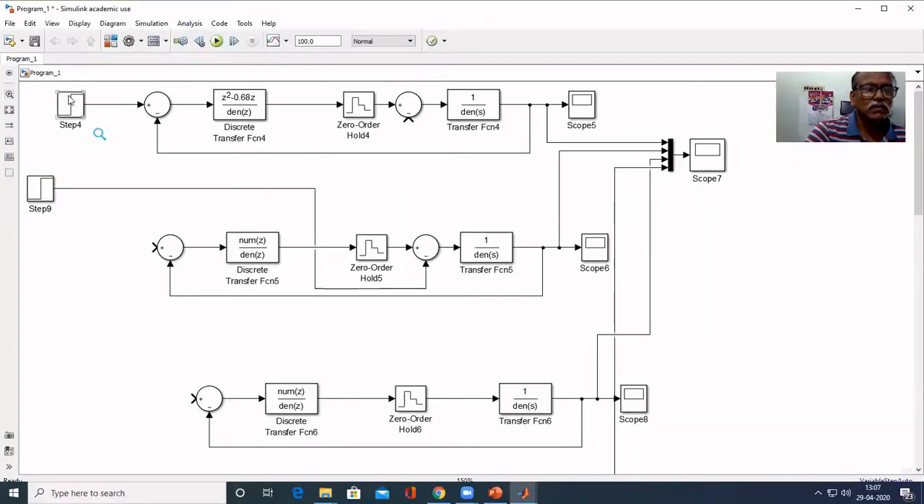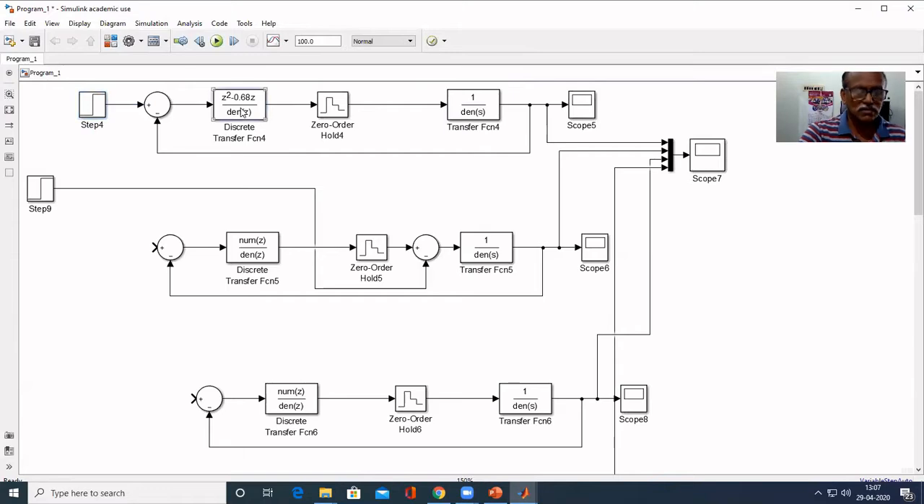This is the step function, the summing block, the discrete transfer function, the zero order hold, then the continuous transfer function, and the scope. These are all taken to simulate this.